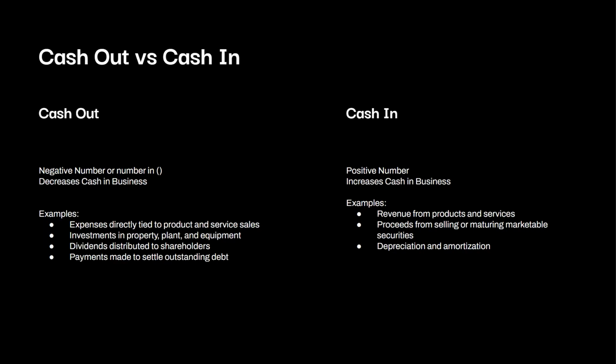Also, let's talk about cash out versus cash in. So cash out is going to be a negative number on your sheet, or you could see them in parentheses like that. And this means it's a decrease in cash in the business. So some examples: expenses directly tied to product or service sales, investments in property, plant, and equipment, dividends distributed to shareholders, payments made to settle outstanding debt. Cash in is a positive number, which increases the cash in the business. Revenue from products or services, proceeds from selling maturing marketable securities, depreciation and amortization.